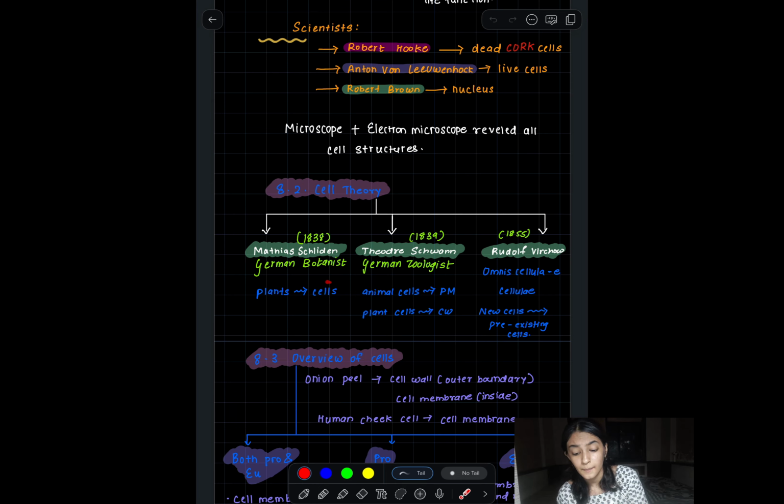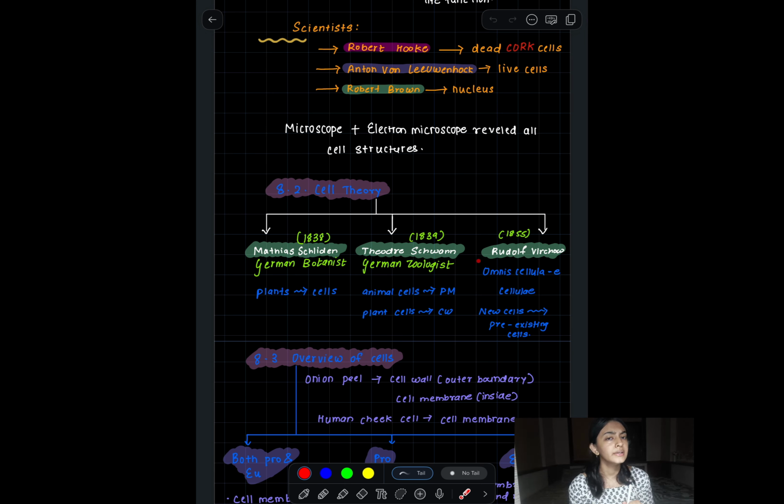Now Matthias Schleiden, being a botanist, only focused on plants. So he gave the law that all the plants are composed of cells. Now Theodor Schwann was a zoologist and he gave a law for both plants and animals. He basically told us that animal cells have a plasma membrane as a limiting boundary, whereas the plant cells have a cell wall as a limiting boundary.